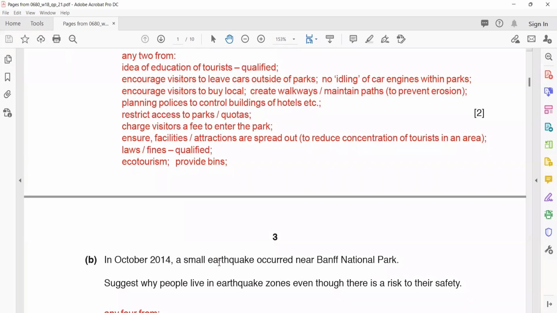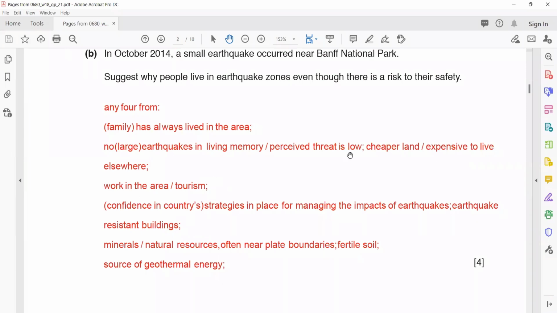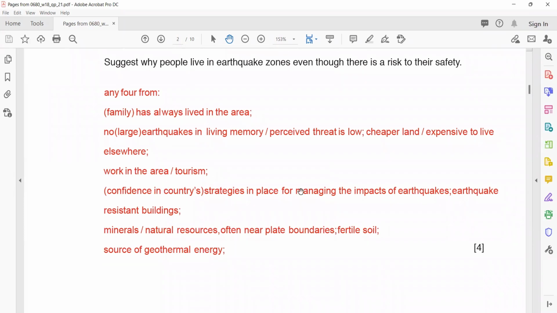Or sometimes they say the earthquake can happen anytime, anywhere, but still these things are there. Families have always lived in the area, with no large earthquake in their memory. They work in that area. They have confidence that the country can help them. They can make buildings in such a way that they will not be damaged by earthquakes. There are many natural mineral resources, fertile soil, maybe geothermal energy they can get from there. So a lot of reasons are there.